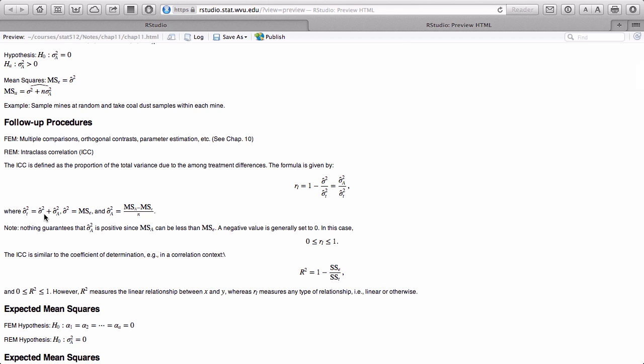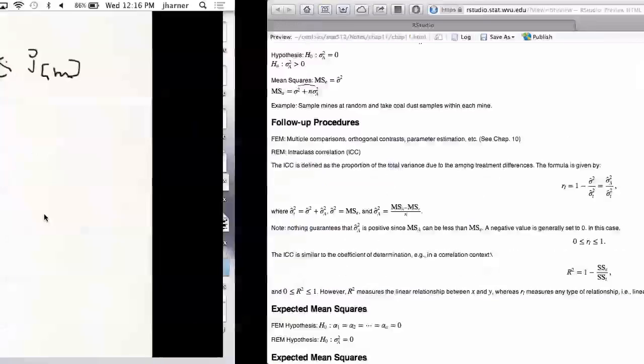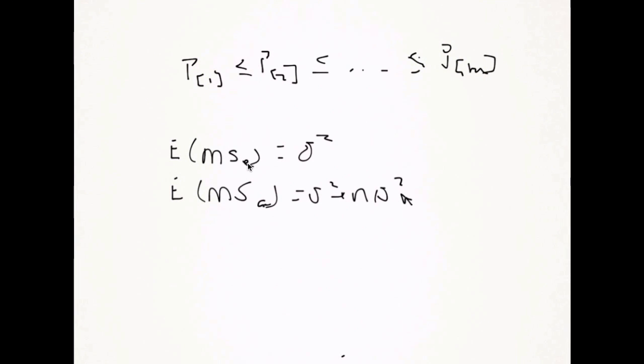And obviously, if I'm going to estimate sigma squared without a subscript, what do you think I estimate it with? Well, if the expected value of the mean square error is sigma squared, wouldn't it seem reasonable to use the mean square error to estimate it? So why not just use the mean square for error to estimate sigma squared without a subscript? And that's what we'll do.